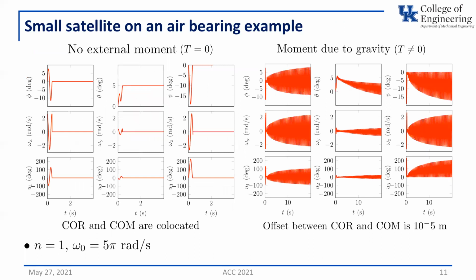Next, we consider a simulation example of a small satellite on an air bearing where the objective is to track a set point of 5-degree pitch angle using an admissible control. In this example, we use the control algorithm presented on the previous slide, which is the algorithm from the ACC 2020 paper. When the center of rotation and center of mass are co-located, that is when there is no moment due to gravity, the algorithm yields the desired set point tracking. However, when the center of rotation and center of mass are not co-located, that is when there is a moment due to gravity, the algorithm fails to achieve set point tracking.